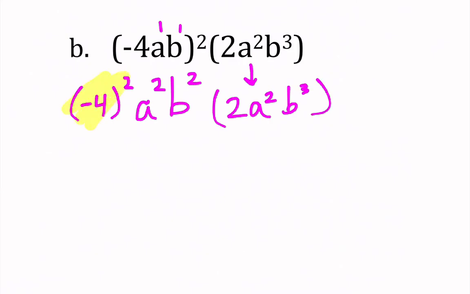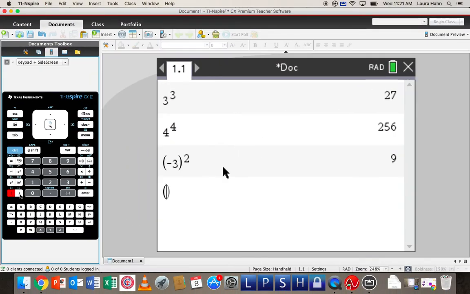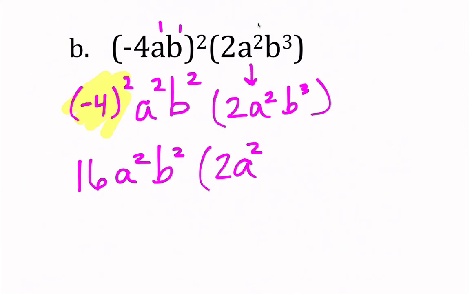I want to simplify this guy, so I'm going to type that in my calculator. Negative 4 in parentheses squared is going to give me a positive 16. And then everything else will drop down. So from here, it's like what we did yesterday. I'm going to take my regular numbers and treat them like normal. So I have 16 and a 2, so I'll multiply. 16 times 2 is 32.